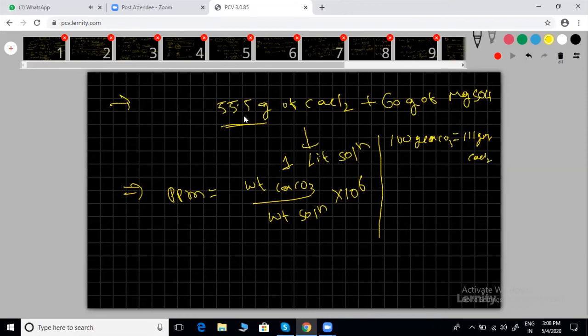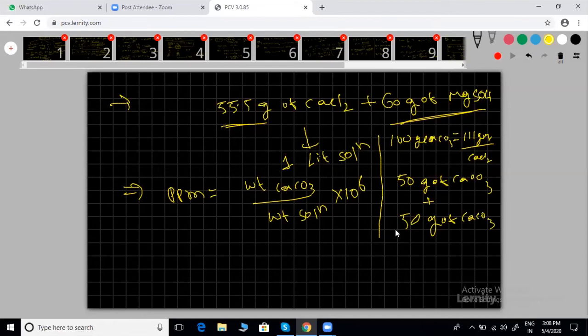But how much is given here? 55.5. So 55.5 means how much? Half of this weight, approximately you can take half. 111 equals 100 grams, so 55.5 means only 50 grams of CaCO3. Then can you try magnesium sulfate? 120 equals 100 grams. Then 60 grams equals how much? Again 50 grams of CaCO3.